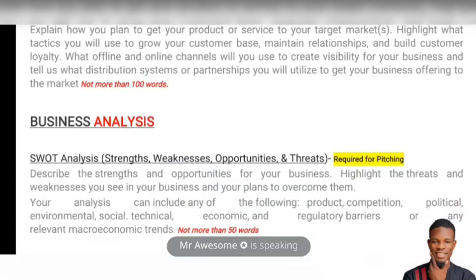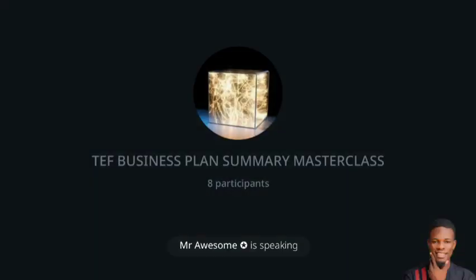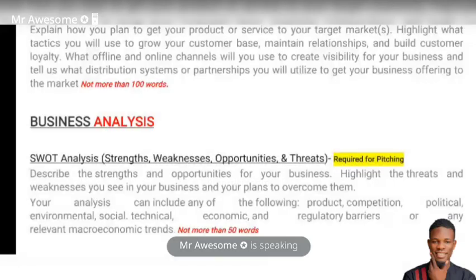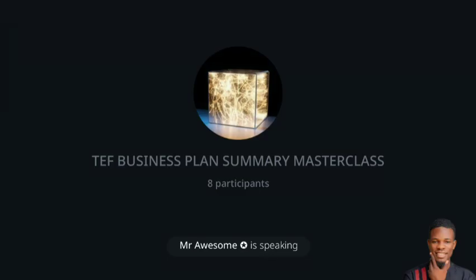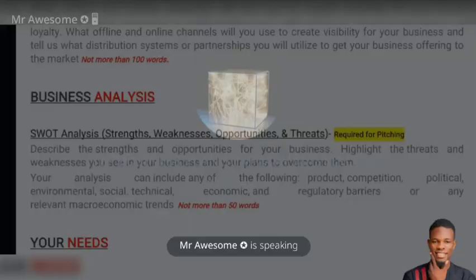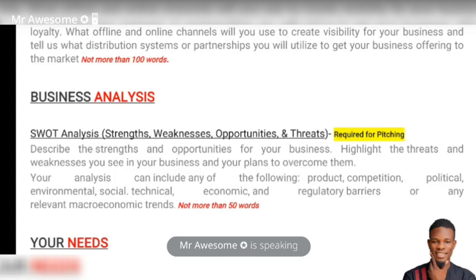Then about your business analysis. This is the SWOT: your strengths, weaknesses, opportunities, and threats. They say describe the strengths and opportunities for your business. Highlight the threats and weaknesses you see in your business and your plans to overcome them. Your analysis can include any of the following: product, competition, political environment, social, technical, economic, and regulatory barriers. In this section, if you can create a table, it's going to be very good. If you can create a table, it's going to be quite beautiful.